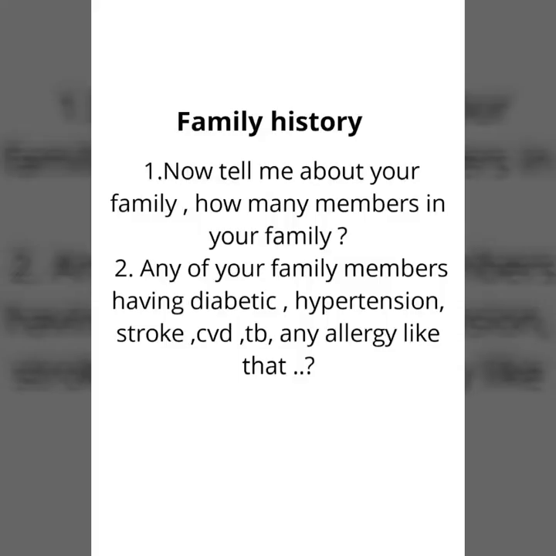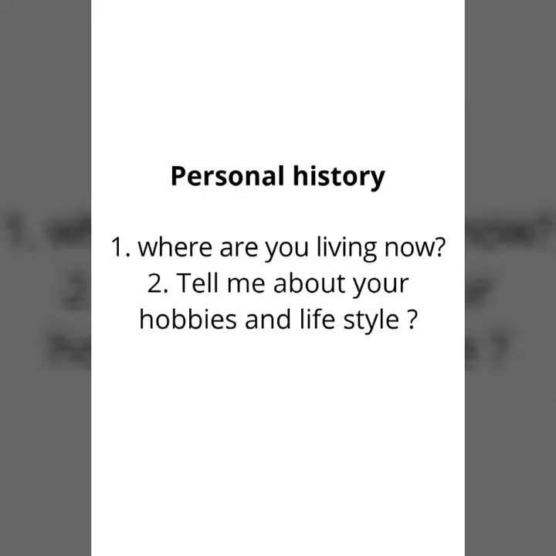So the next step is family history, and now you will ask the patient about his family. So ask the patient, now tell me about your family. How many members are in your family, and do any of your family members have diabetes, hypertension, stroke, cardiovascular disease, TB, tuberculosis, any allergy like that, and make a note. So after taking family history, you will take the patient's personal history, in which you will ask the patient where are you living right now, what are your hobbies, and what is your lifestyle.